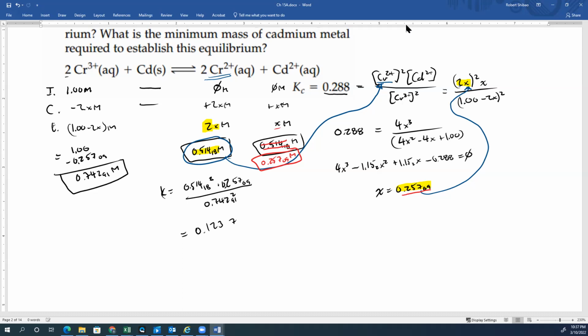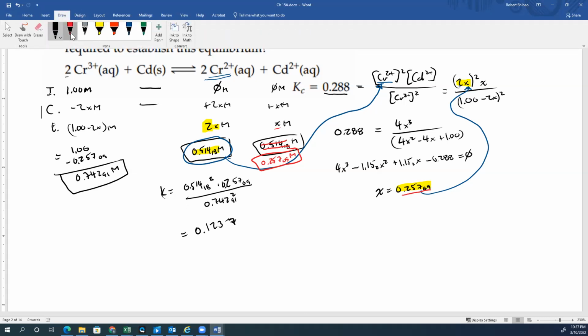My K value is supposed to come out to 0.288. And so this is not within rounding error. You know, sometimes you can say, oh, that's within rounding error. But here it's definitely significantly different. And so it looks like you caught the error here. Hopefully that was the last error I had made here.